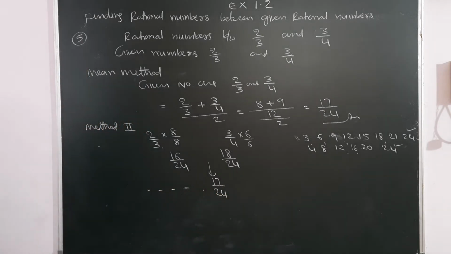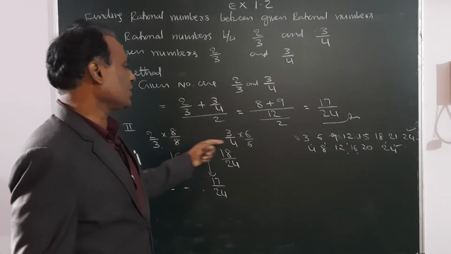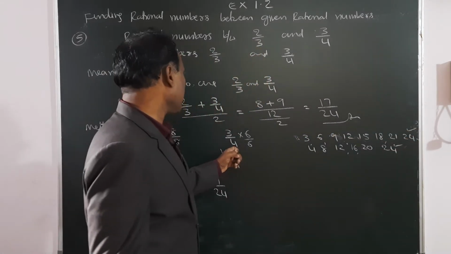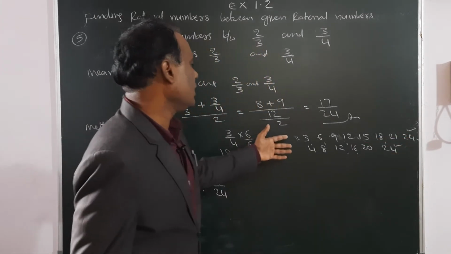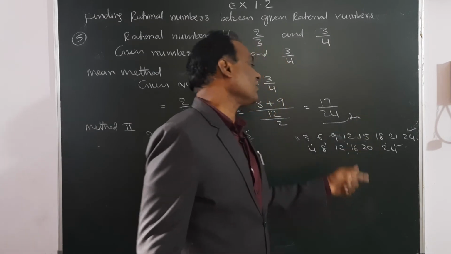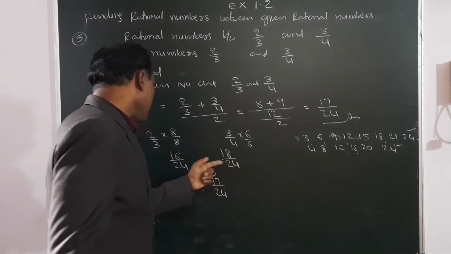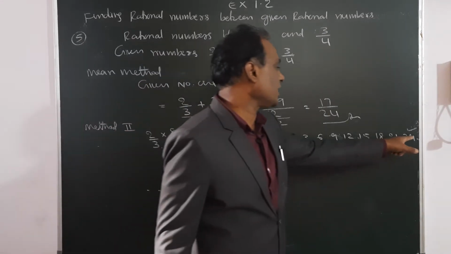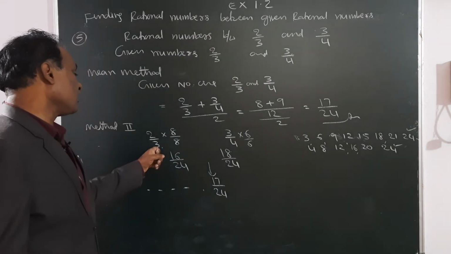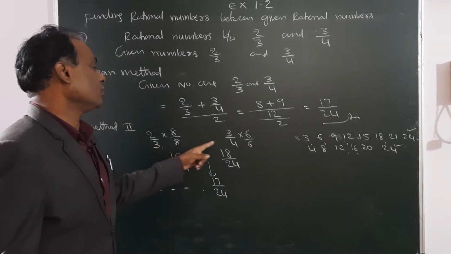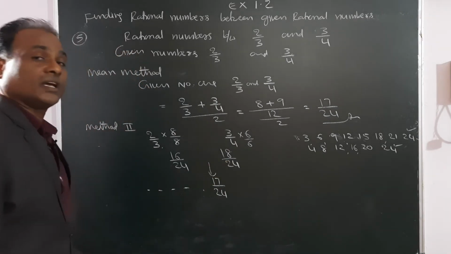This is another method: make the denominator the same. So take the multiples of 3 and the multiples of 4, and find the common multiple so that the denominators will become the same. That is, 24 is a common number. To make 3 into 24, multiply with 8. To make 4 into 24, multiply with 6, so that both denominators become the same.